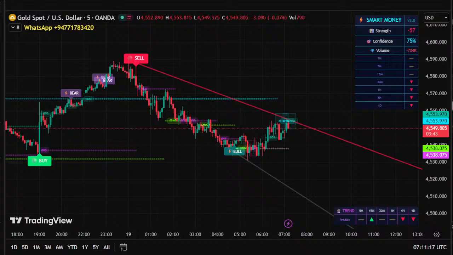Using bots in Forex and gold trading offers several benefits, which can significantly enhance trading efficiency, accuracy, and overall profitability. These automated trading systems leverage advanced algorithms to execute trades based on predefined criteria, providing several advantages over manual trading.